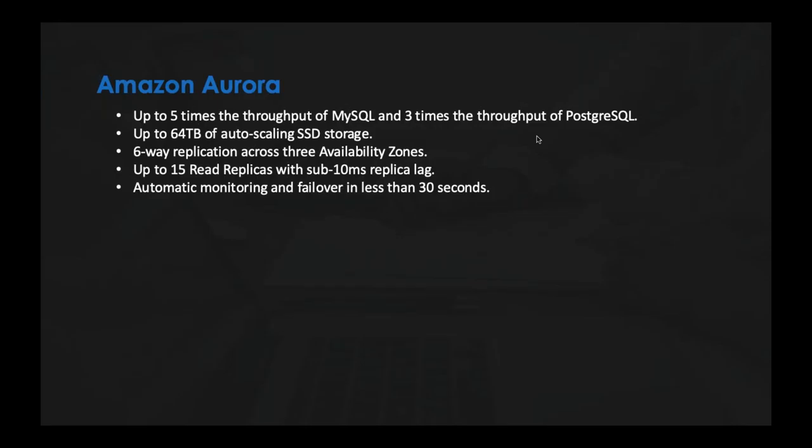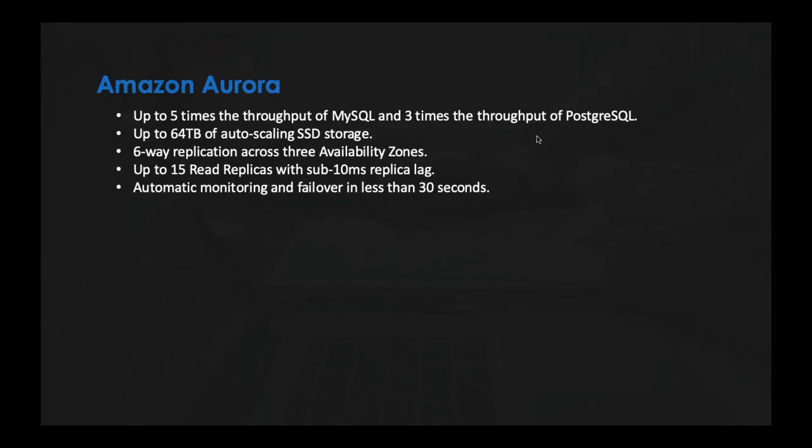It supports up to 64 terabytes of auto scaling SSD storage. If you want to auto scale, the size can be increased. It includes 6-way replication across 3 availability zones, so it maintains multiple replicas of its database in multiple availability zones. In case a data center goes down, it has a replication policy that will automatically replicate and recover your data. It supports up to 15 read replicas with sub 10 milliseconds of replica lag. The shifting of data from the master node to the read copies takes about 10 milliseconds of replica lag.